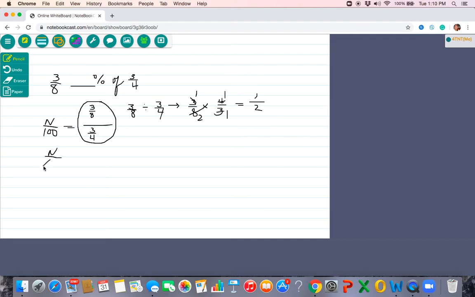And we have now n over 100 equals 1/2. Because we just reduced that down to 1/2. This divided by that is 1/2. Now if I do it, I got a 100. 100 times 1 is 100. 2 times n is 2n. Divide both sides by 2. And I got 50 equals n, which is 50%.